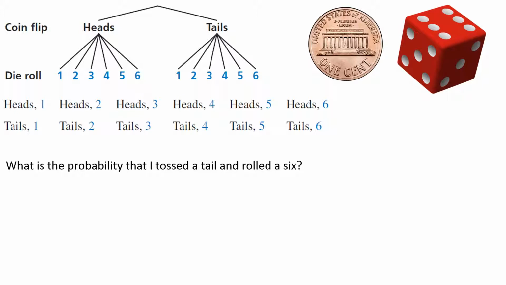Okay, how about a tail and a 6? You know the denominator is 12. There's only one way I can get a tail and a 6. So 1/12.